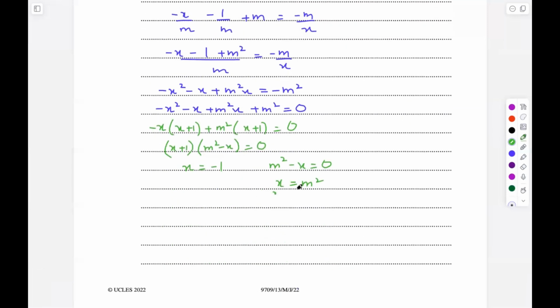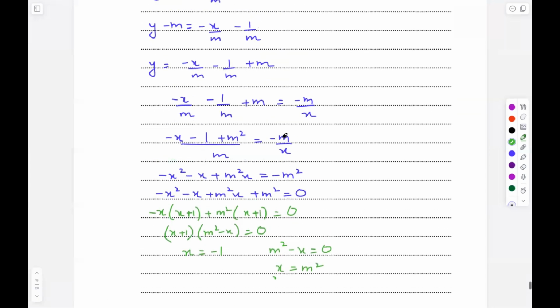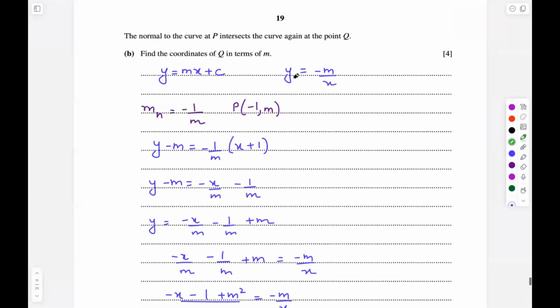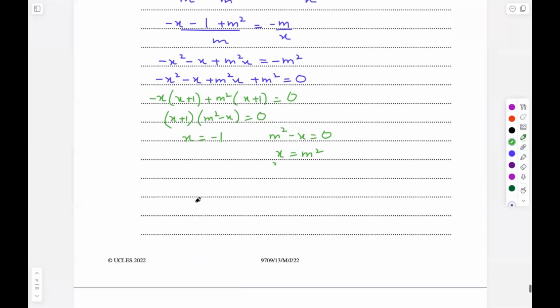Once we have the x coordinate of Q, which is m squared, we can now find the y coordinate using the formula y equals minus m upon x. As x is m squared, this will be y equals minus m upon m squared. m and m squared will cancel out, so the y coordinate will be minus 1 upon m. So the coordinates for Q will be m squared and minus 1 upon m.